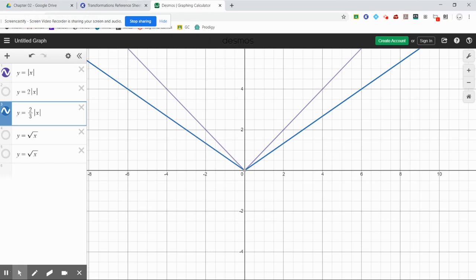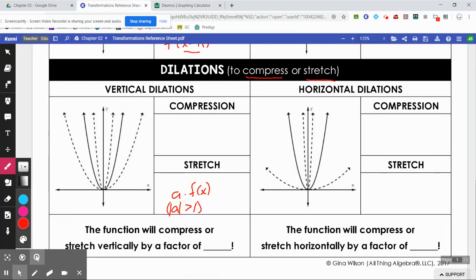So in order to compress, we're going to do the exact same thing. We're going to multiply your function by some a value. However, that a value would have to be less than 1, and we'll do the absolute value of a again. It would also have to be bigger than 0, so that a value is somewhere between 0 and 1.